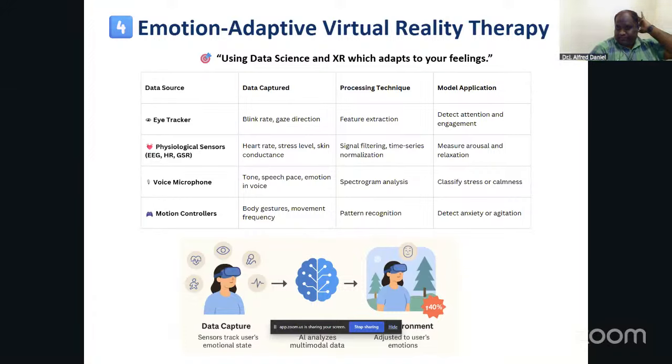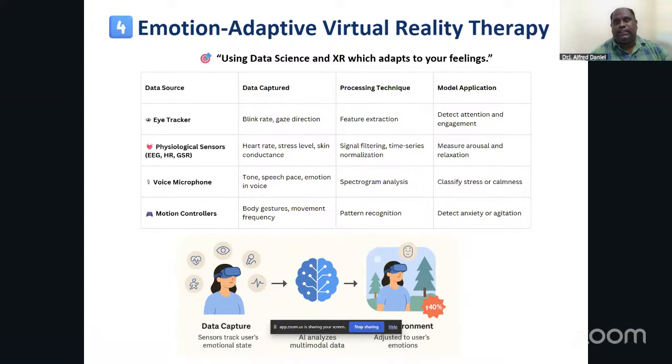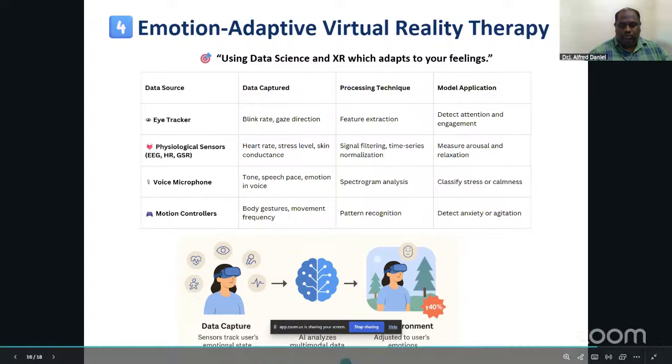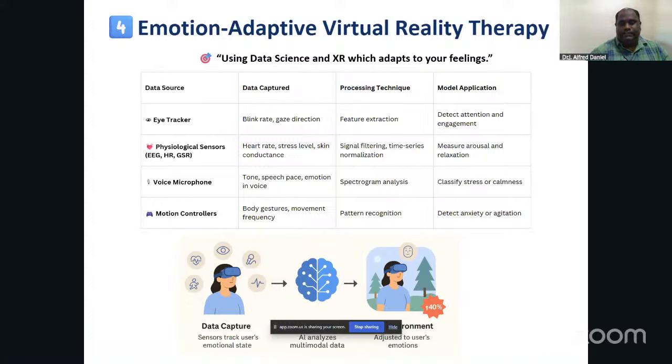So what is this? How does it work? XR, you are aware, combines virtual reality and augmented reality. In this aspect, we have only taken virtual reality. The data is captured through virtual reality headsets. We are aware of Oculus, HoloLens. You can use any virtual reality headset, where the data is real-time data.